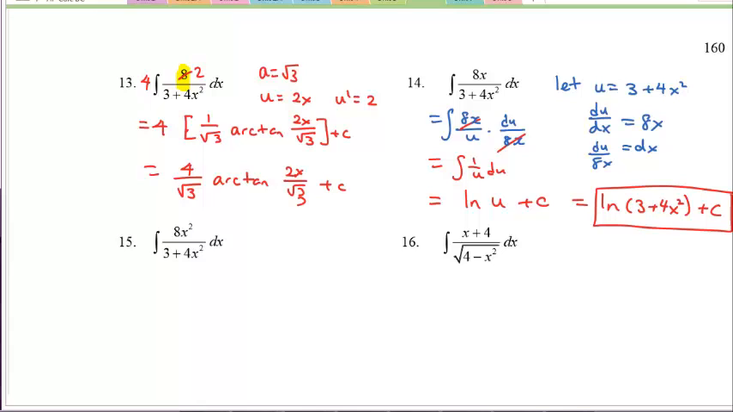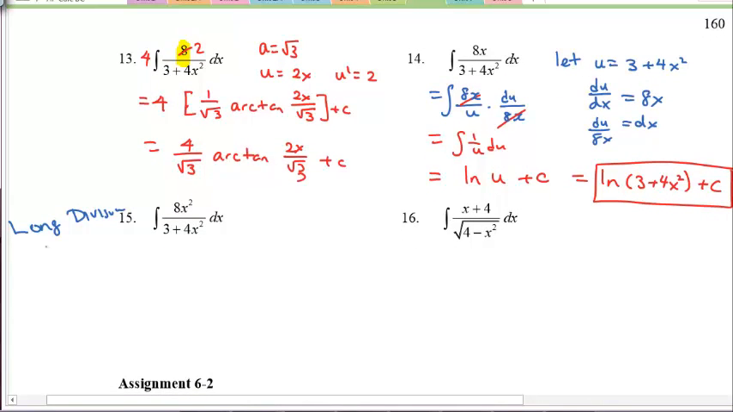How about 15? 8x squared this time. So I can't use the substitution rule. So here's another suggestion to make this look nicer. These are little calculus tricks that you need to know. Like 14 with substitution. For number 15, the trick here is to do something we learned in Math 12, long division.